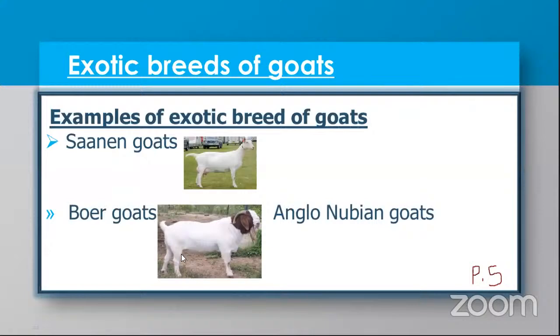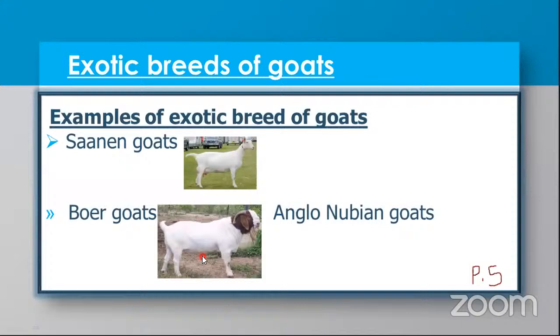Now, some part of the Boer goats is white in color, and when you come to the neck here, the neck is brown. If you look at the neck here, it's brown. So this is the Boer goats. You can see the parts here are white in color. And the Boer goats are very good in producing quality meat. They are majorly kept for meat production.